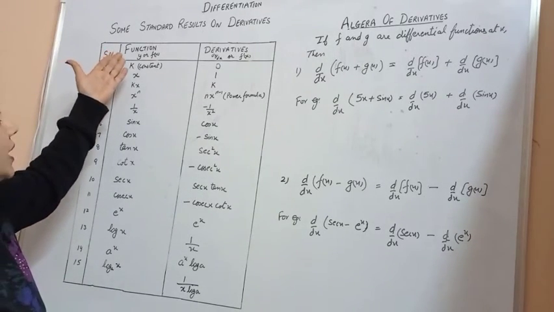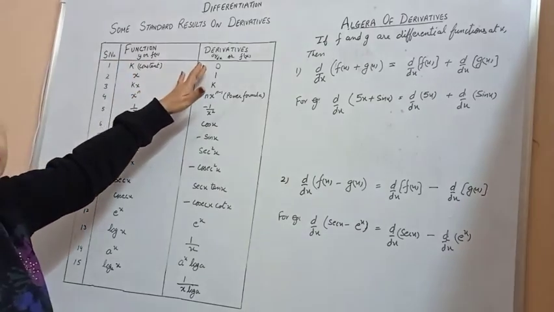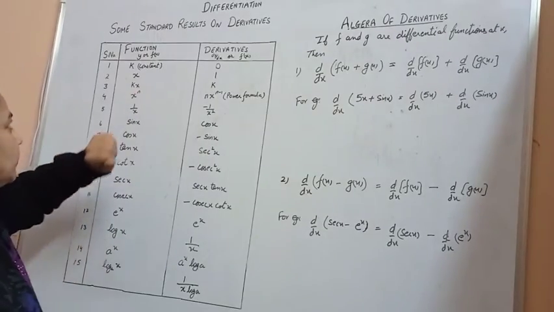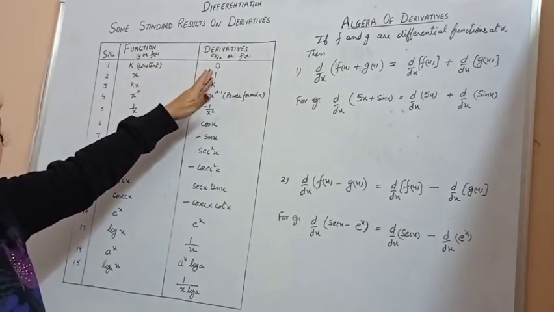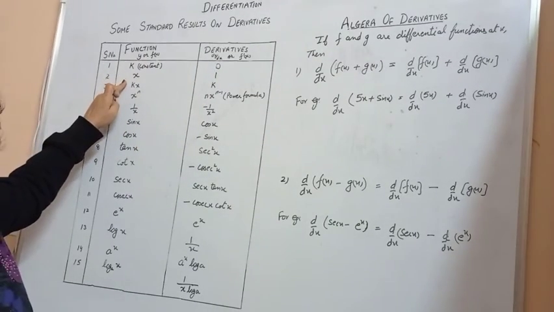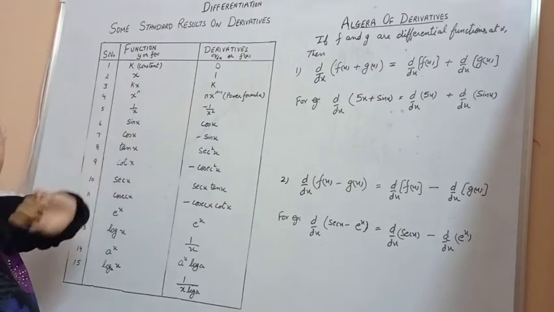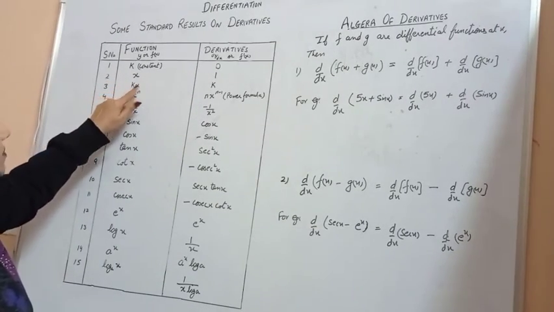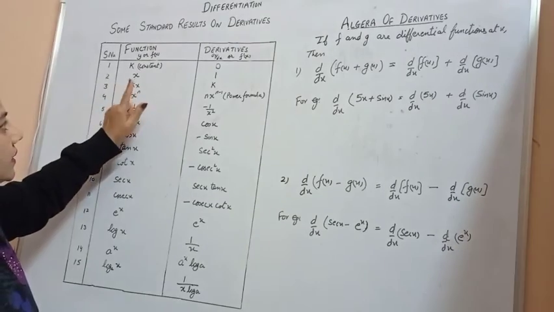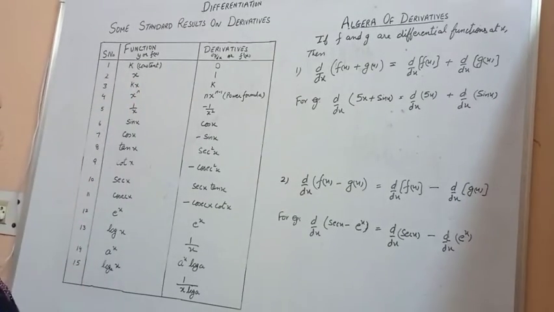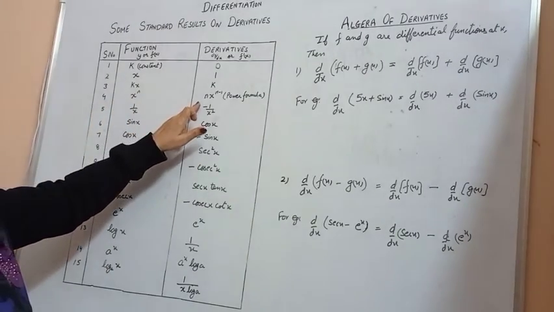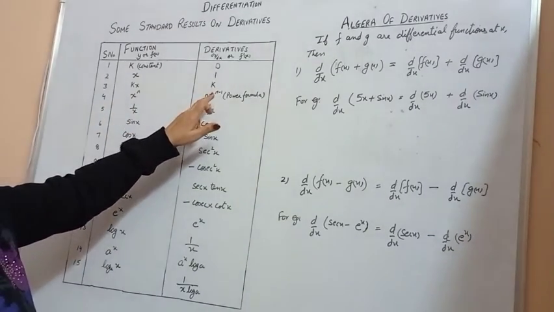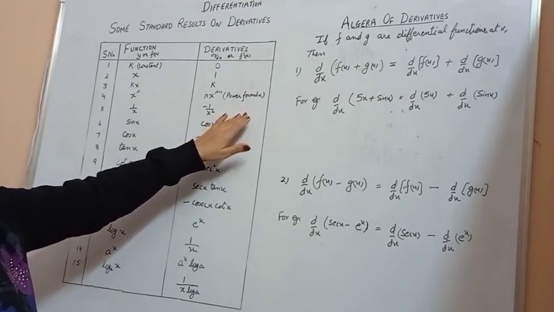A function could be expressed as y or f(x), and the derivative is given as dy/dx or f'(x). If a constant function is given to us, then the differentiation of a constant function is 0. If only x is given to you, then differentiating with respect to x gives us 1. If a constant is multiplied by the variable x, then the differentiation is only the constant. x to the power n gives the result n x to the power n minus 1. This is also called the power formula.